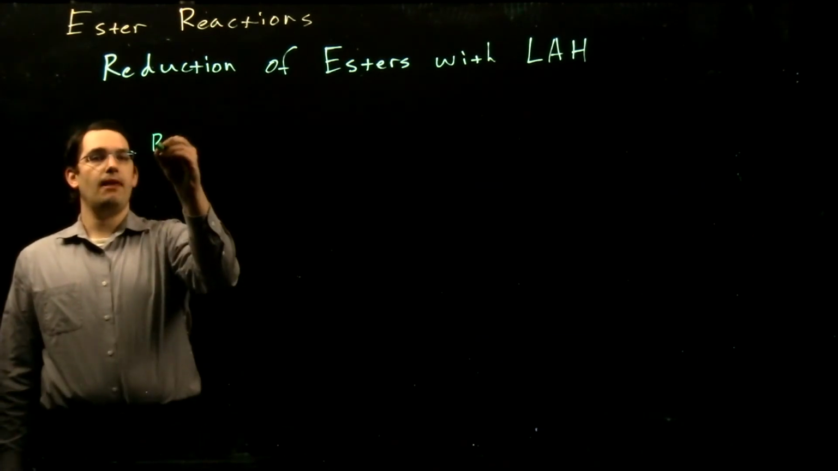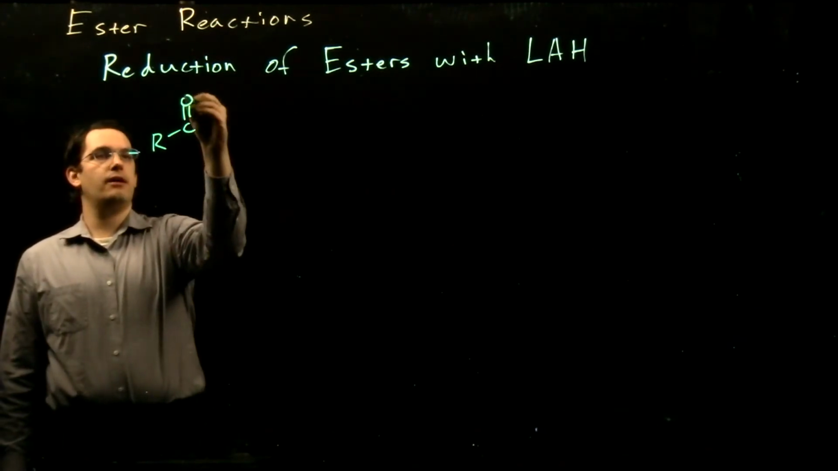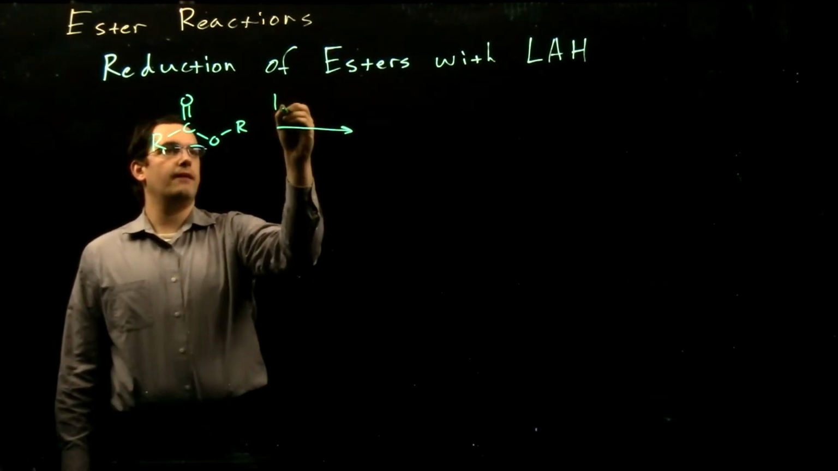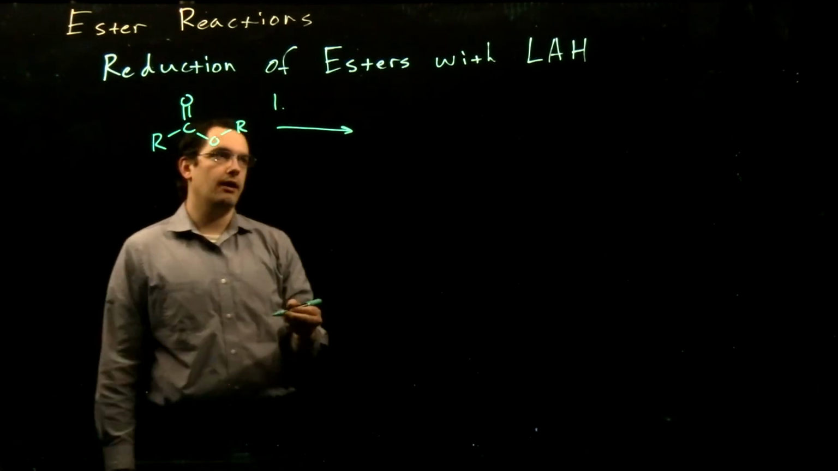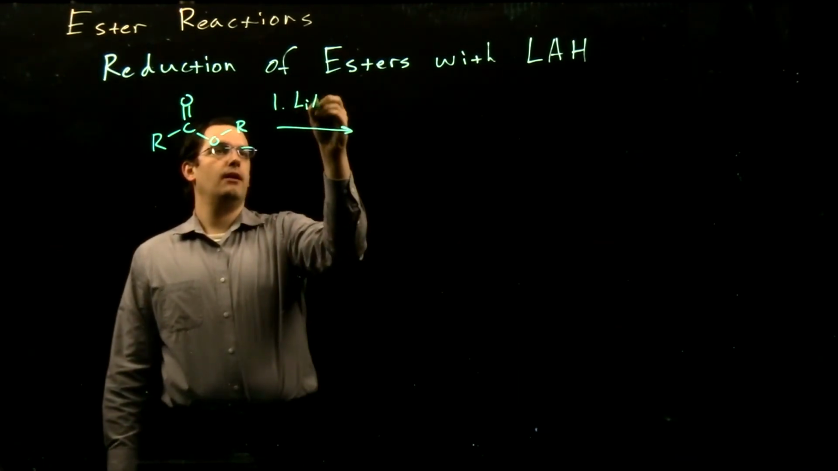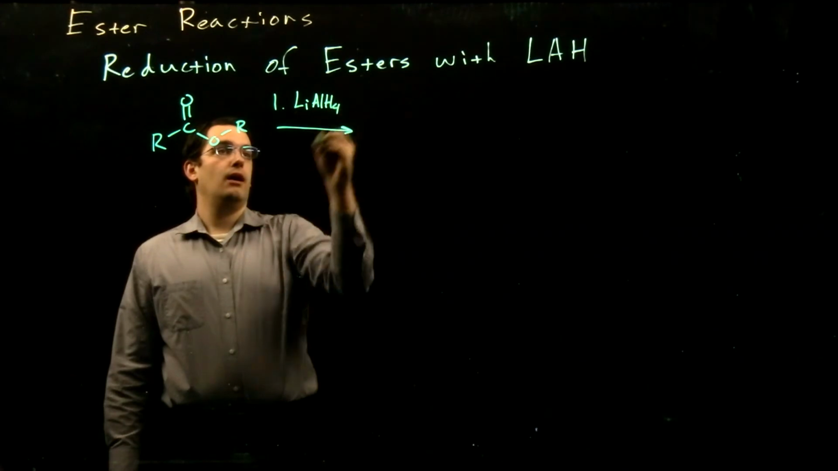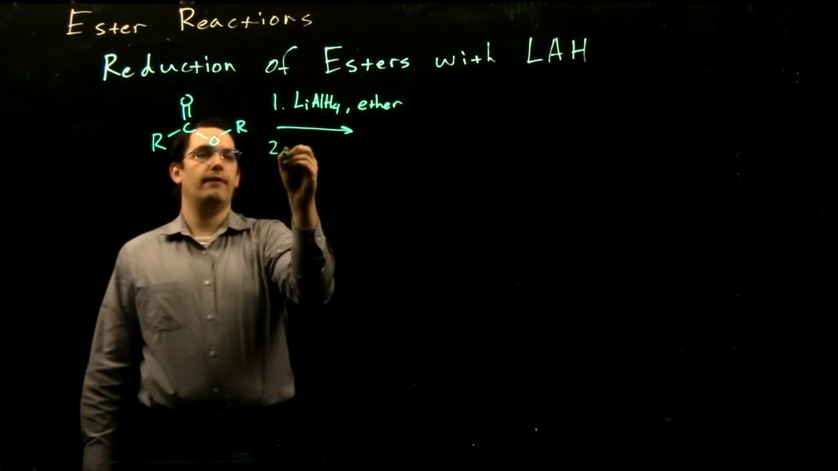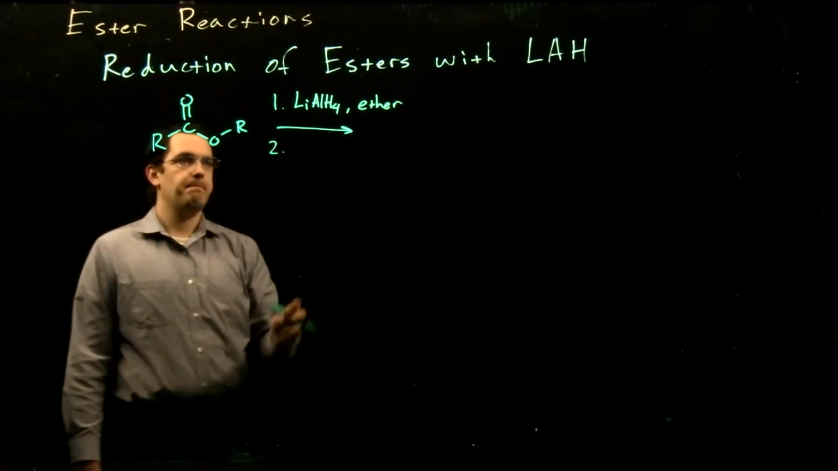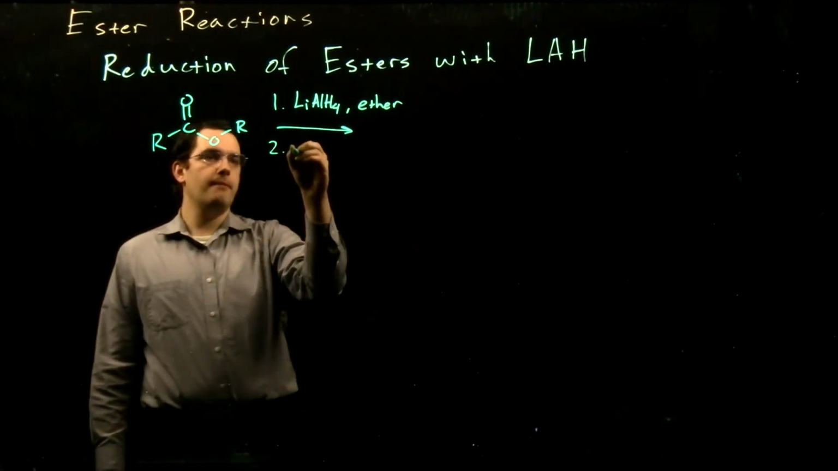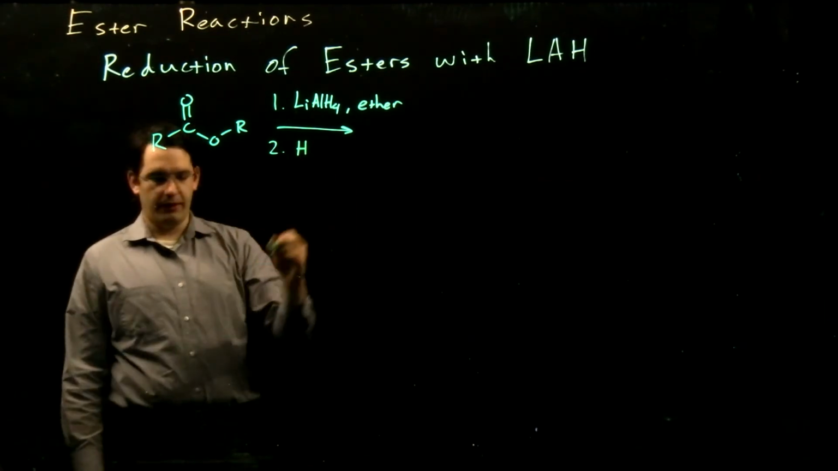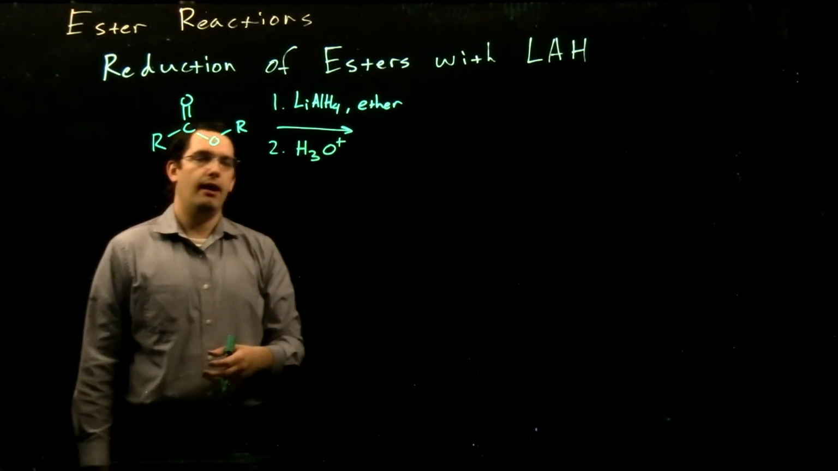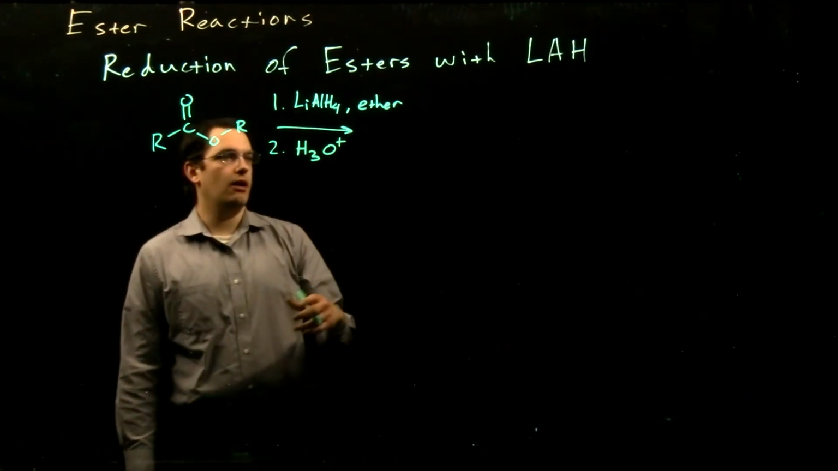in order to reduce them to our alcohols. So if we start with an ester, we're going to treat it with our lithium aluminum hydride in the same way that we have treated our carboxylic acids. So we add our lithium aluminum hydride, and again we keep this in ether because we don't want that violent reaction between our lithium aluminum hydride and water. And then we follow this up with water or with acid in order to protonate our products to get our final alcohols.